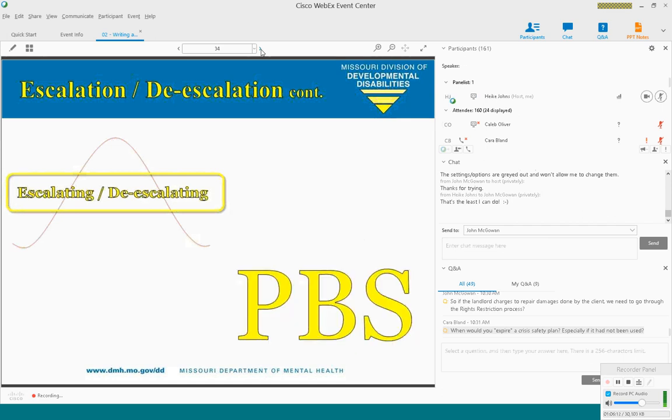And finally, most PBS curricula, and probably all, have strategies to help an individual de-escalate. So what's your agency's strategy? Do you use Tools of Choice? Is it something else? Figuring that out, what is the strategy that we're supposed to use?